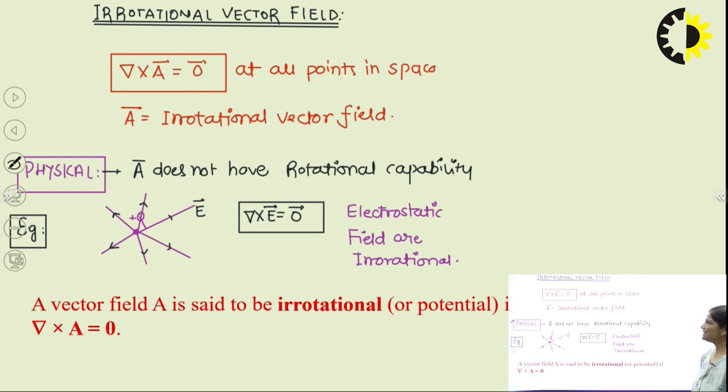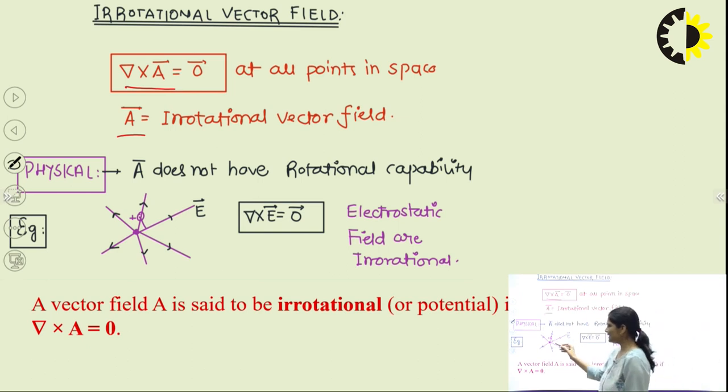Now the second is the irrotational vector field. Irrotational vector field means your curl is equal to 0 at all points in space, and your vector field A is an irrotational vector field. Means you can say if your curl is equal to 0 at all points in space, your field is irrotational. Now the physical significance of this: vector A does not have rotational capability.